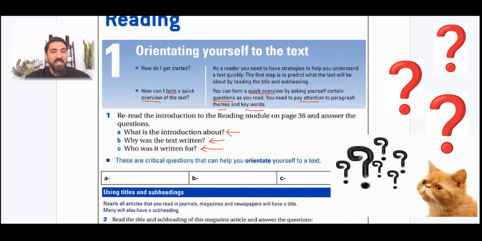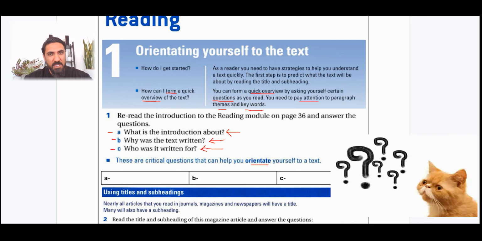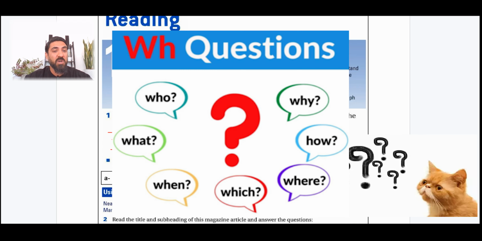When you understand these 3 basic questions, then you will be able to understand the text better and break it down. So these are some crucial questions that can help you orientate yourself to the text. Whenever you have a reading that you need to understand, ask yourself question A, B, and C. What, why, and who? What is the introduction? Why was the text written, and who is it written for?